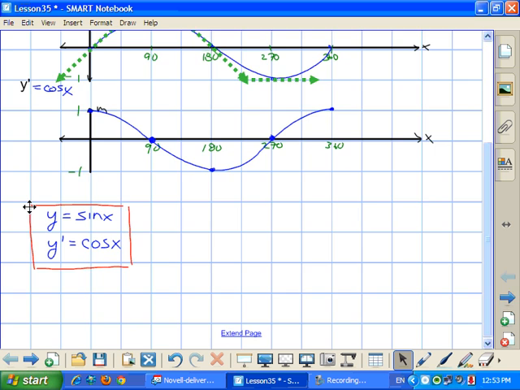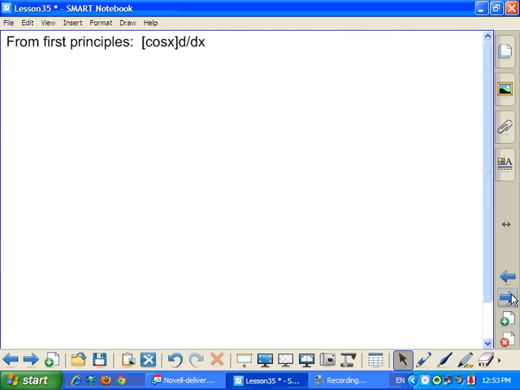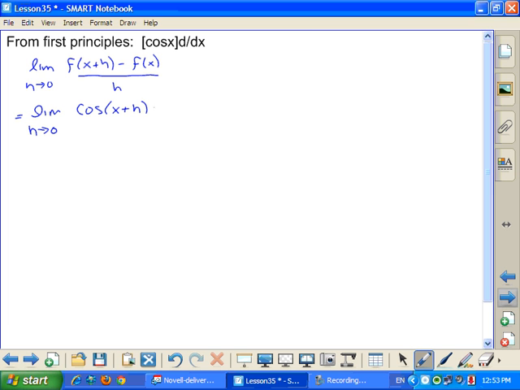So that's a graphical approach, and in the next example, I'm going to do it from first principles, just so you get to see the different methods that are involved here. So now I'm going to go back to limits, and remember limits is your f of x plus h minus f of x, all divided by h. So the limit as h approaches 0 of cos of x plus h minus cos of x, all divided by h. Now here we're going to have to use our trig identities.